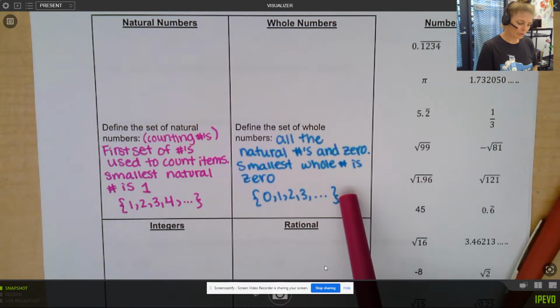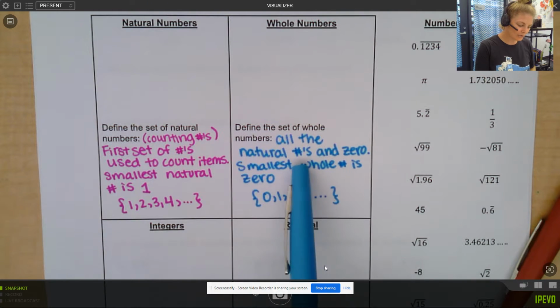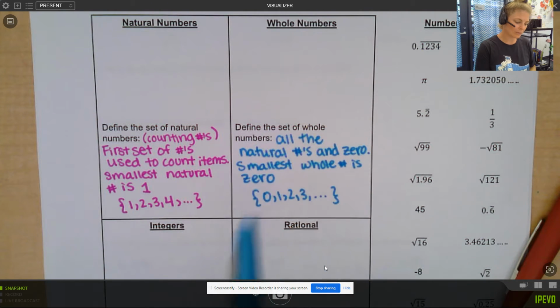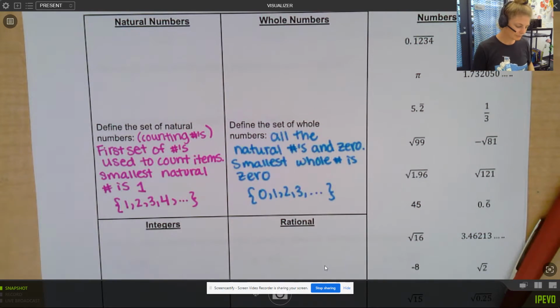So then we have the whole numbers. So we had to have a number to represent when people have nothing. What does it mean when you have nothing? It means you have 0. So we have the whole numbers, and the whole numbers, it's a whole. Get it? Like, what does a whole look like? It looks like the number 0. So all the natural numbers and 0, and the smallest whole number is 0. So the set starts at 0, and then it goes 1, 2, 3, and so on and so forth.